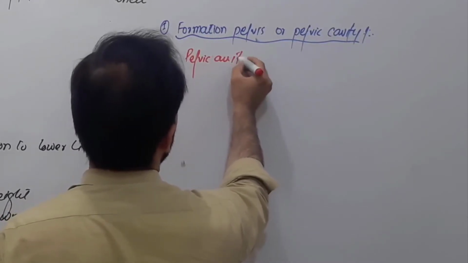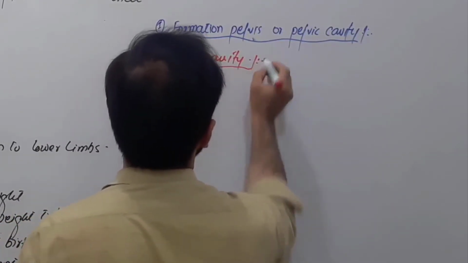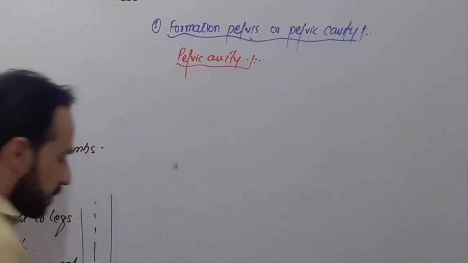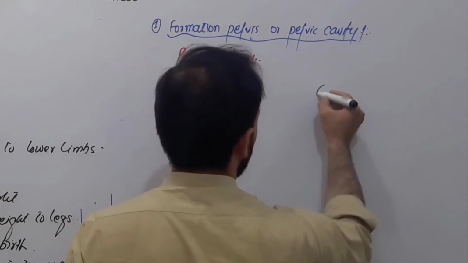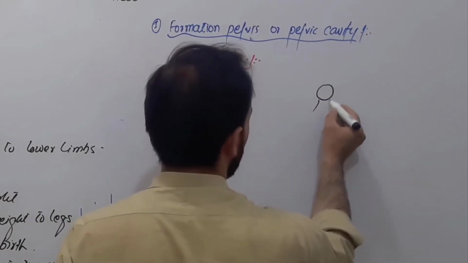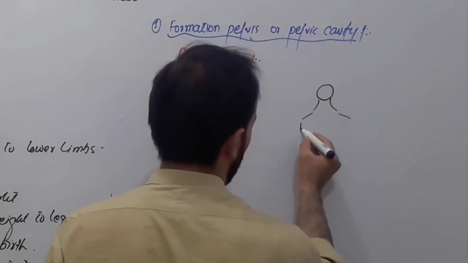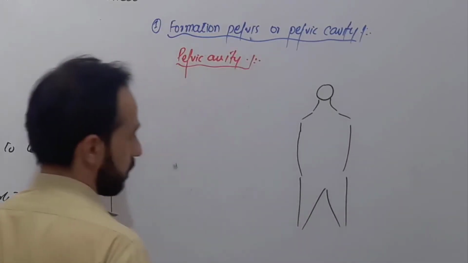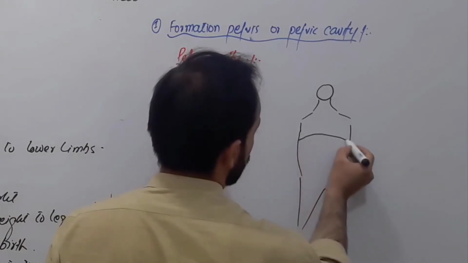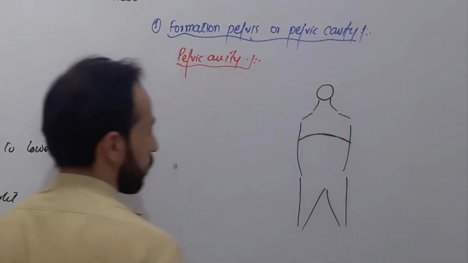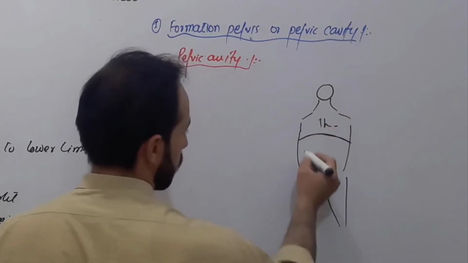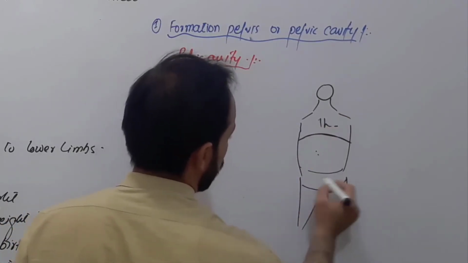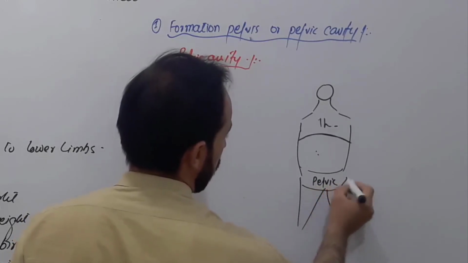Pelvic cavity. As in the lectures before, I have discussed the cavities of the body. So if this is a person and he is standing here, right, like this, right? Here is a tissue which separates the abdominal cavity from the thoracic cavity. So this is the thoracic cavity, then here is your abdominal cavity, and then here is your pelvic cavity.